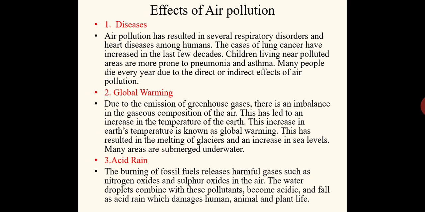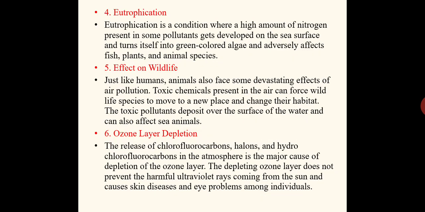The burning of fossil fuel releases harmful gases such as nitrogen oxides and sulfur oxides in the air. The water droplets combine with these pollutants, become acidic and fall as acid rain, which damages human, animal and plant life. That is what is known as acid rain. So acid rain is one of the end effects of air pollution.